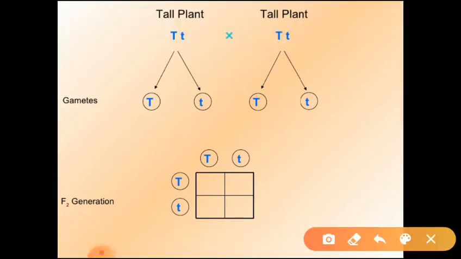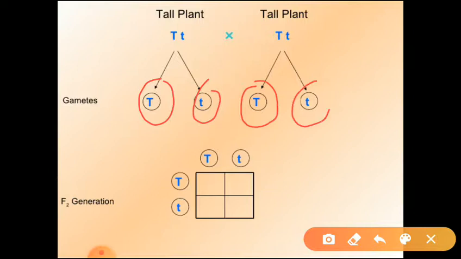Okay, first listen, the gametes. What are the gametes? Capital T, small t, here also capital T and small t. We can place these gametes, male gametes and female gametes, on both sides of the Punnett square. We can place male gametes on the top side and female gametes on the next side.